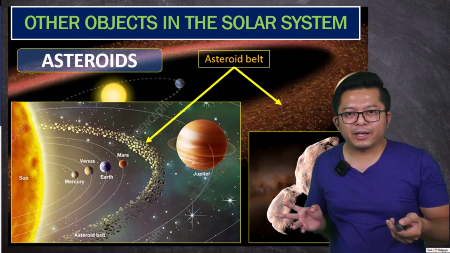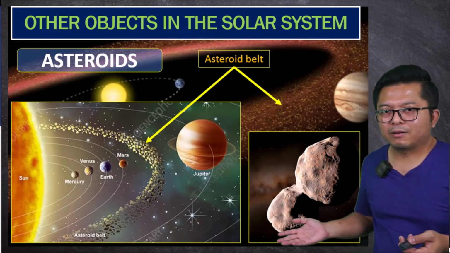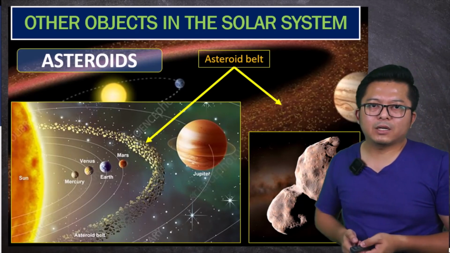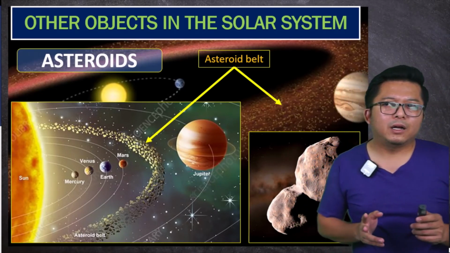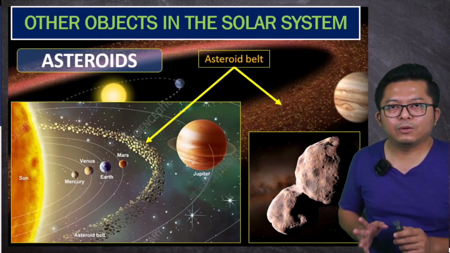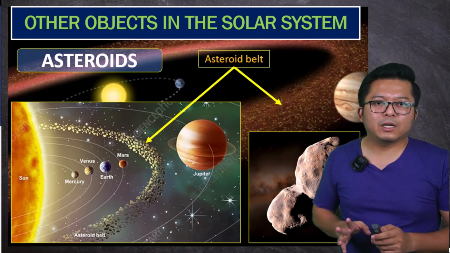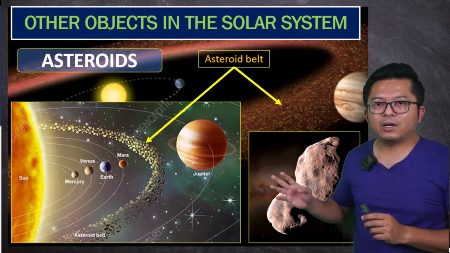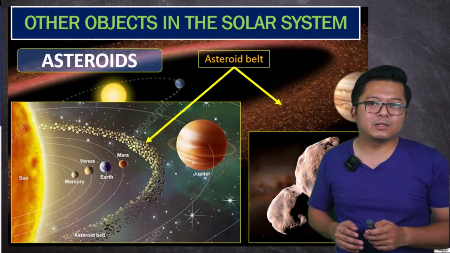An asteroid looks like this. It's a rock like this, and it floats and orbits around the sun. How does an asteroid orbit around the sun? I don't know, only Allah knows. I'm not sure about this, but we learned that asteroids orbit around the sun.